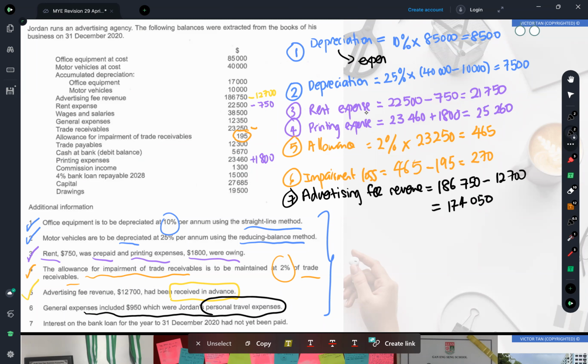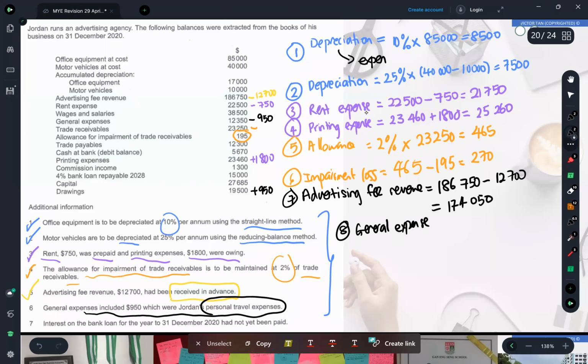So when the owner takes out money from the business, it's recorded as drawings. So your drawings, you need to plus 950. Then your general expenses, you need to minus 950. Your general expense should not be recorded there. It should be recorded in drawings, because when the owner takes out money, it's not an expense. So 12,350 minus 950 is 11,400.